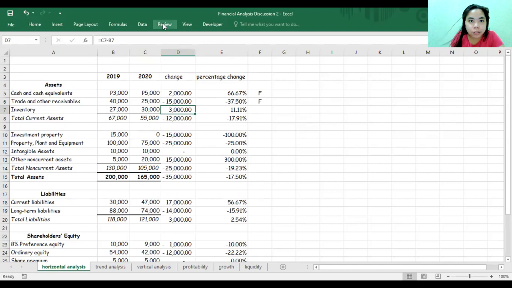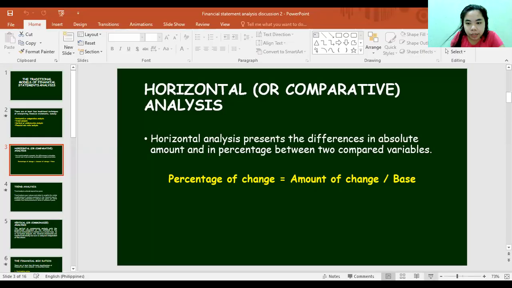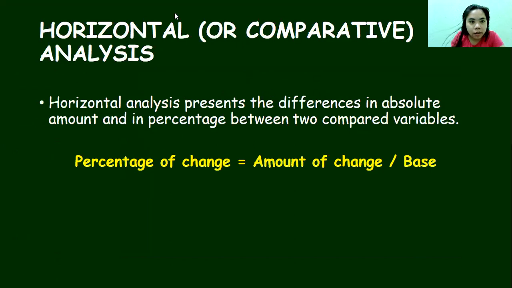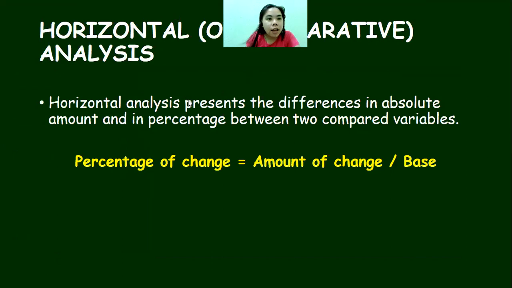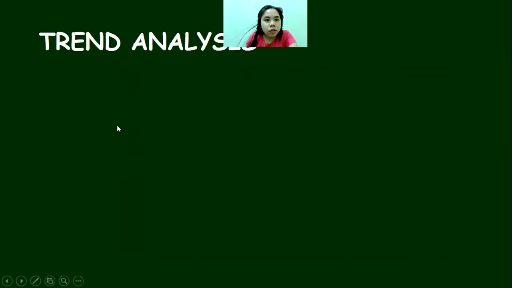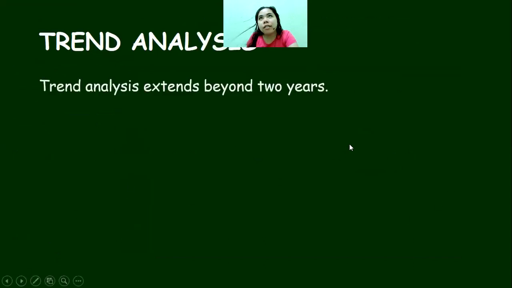So let's go back to our PowerPoint. I'd like to check if it's, yes, this is. So we're done with the horizontal analysis. Let's go to the trend analysis. The trend analysis is similar to horizontal analysis, but we are comparing more than 2 years. Trend analysis extends beyond 2 years.